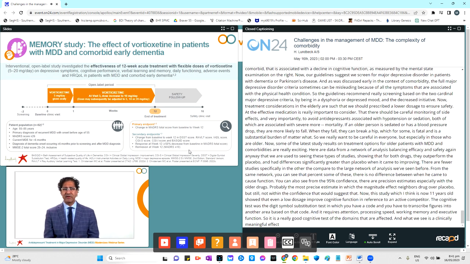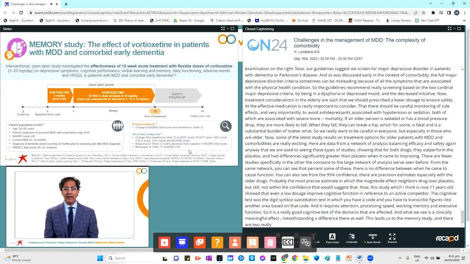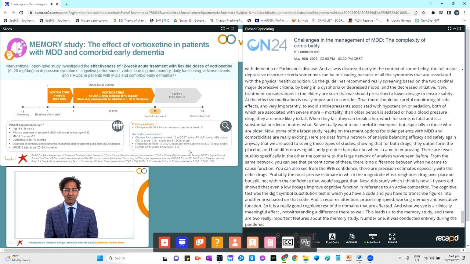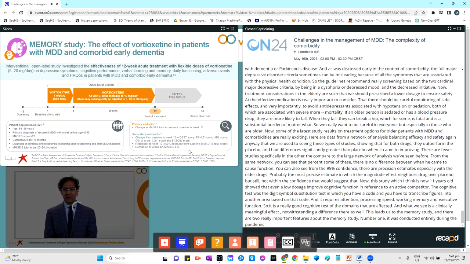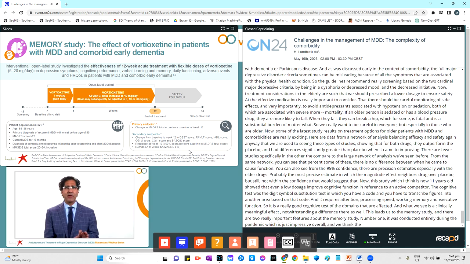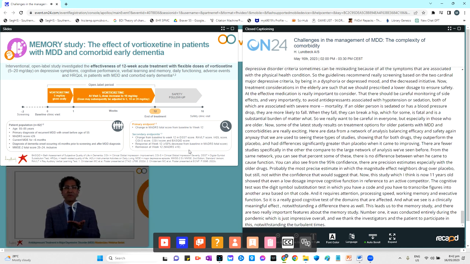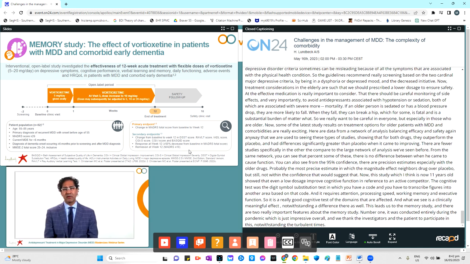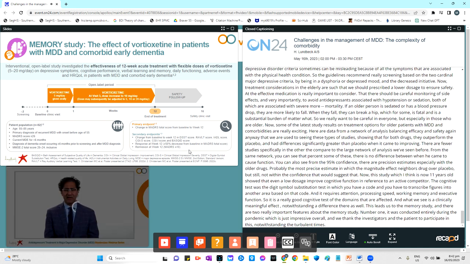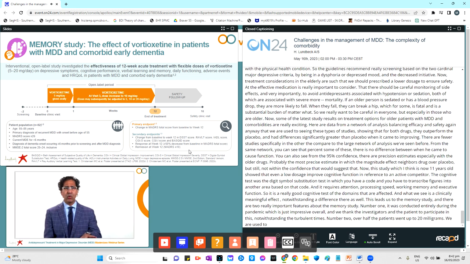This then leads us to the memory study, and there are two really important features about the memory study. Number one, it was conducted entirely during the pandemic, which is just impressive overall. And we thank the investigators and the patients who participated in this, notwithstanding the turbulence. Half the patients went up to 20 milligrams of vortioxetine. Perhaps dosing quite low to really test the higher end of the dosing range.